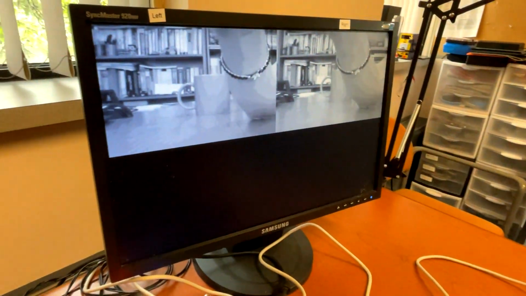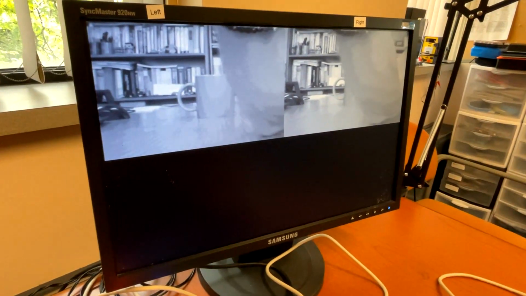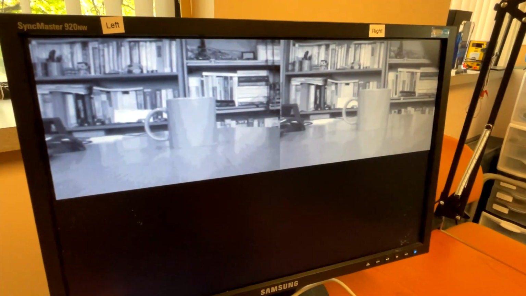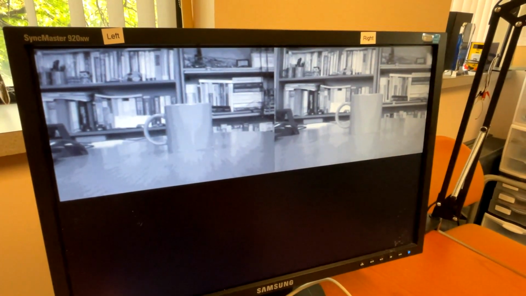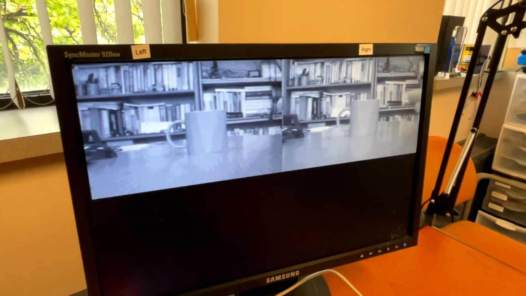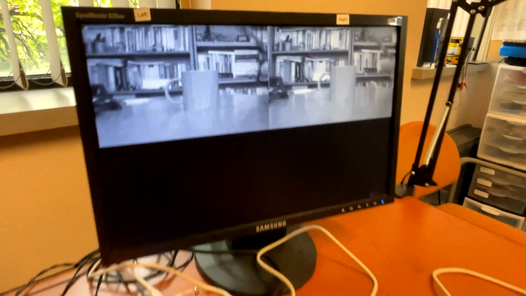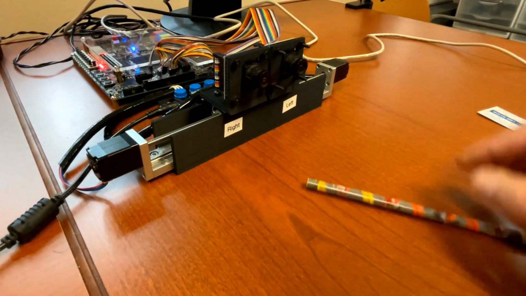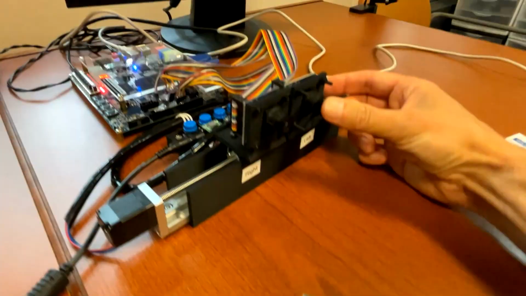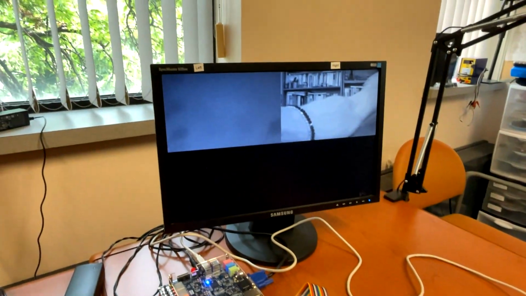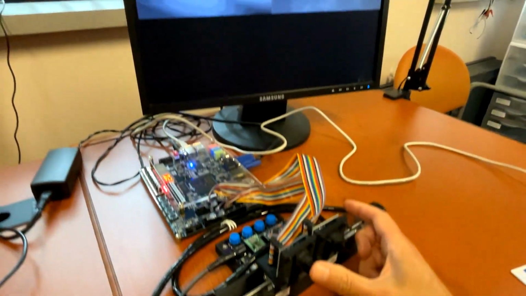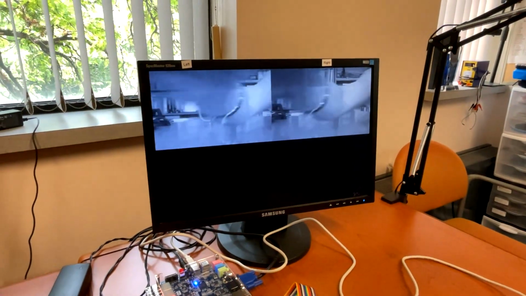The FPGA board has attached to it a VGA monitor that in the first operation mode displays on the upper two quadrants the left and the right cameras. This is the right camera, this is the left camera, and you see which quadrant displays left or right cameras.